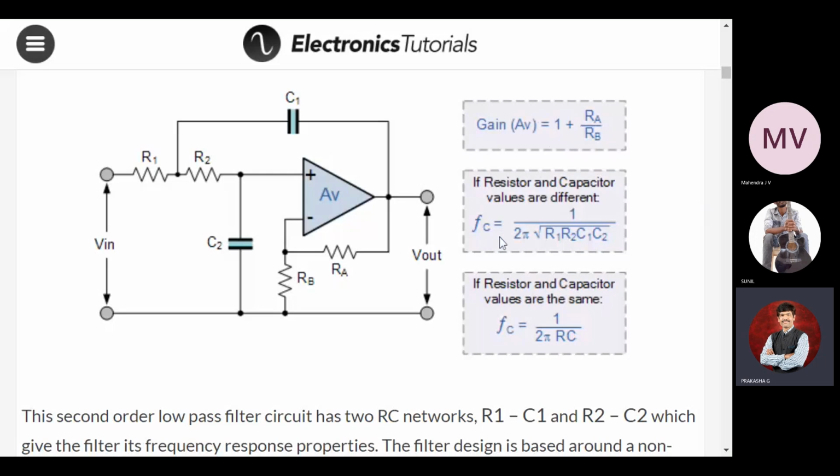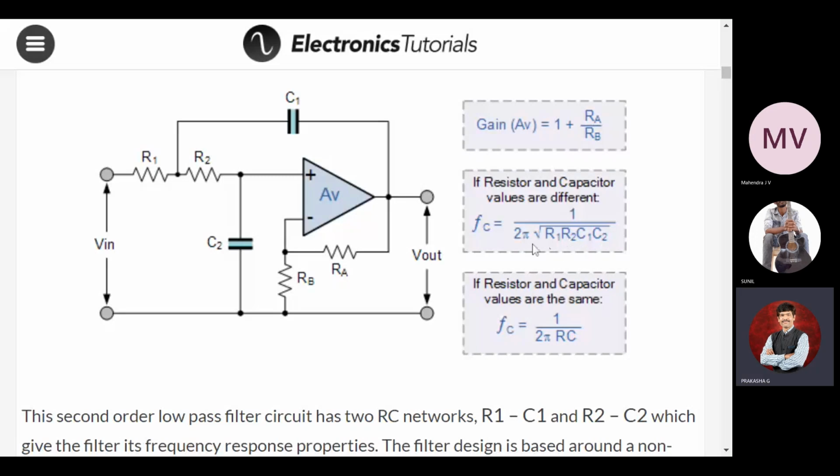Frequency FC, the cutoff frequency, where we were using 1 by 2 pi RC. We were using 1 by 2 pi RC. Now here we are going to have two resistors and two capacitors.